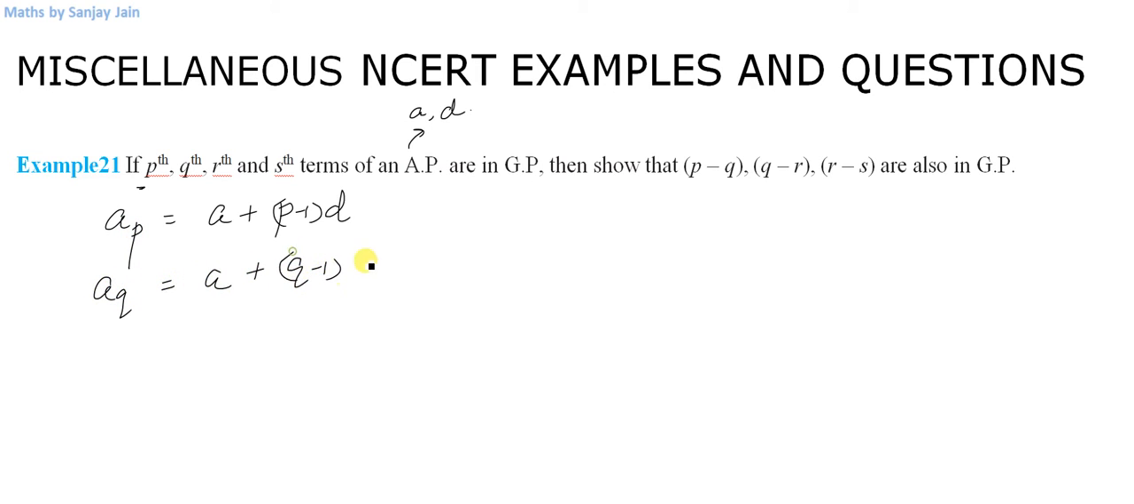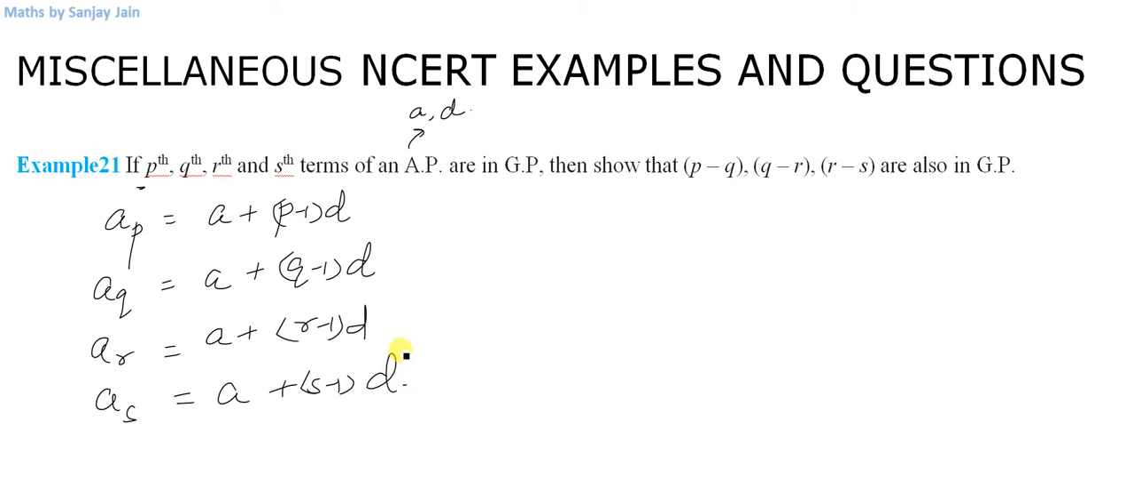Now pth term of an AP, let us say this AP has got first term as small a and the common difference as d. So pth term of this AP will be a plus (p minus 1) into d. Qth term of this AP will be a plus (q minus 1) into d. Rth term will be a plus (r minus 1) into d, and sth term will be a plus (s minus 1) into d. Now these terms ap, aq, ar, as, these are in GP.